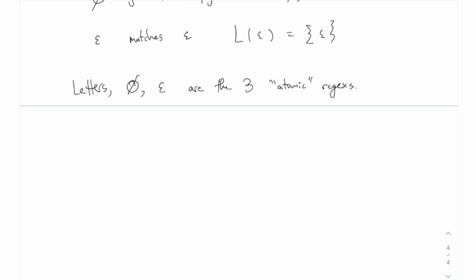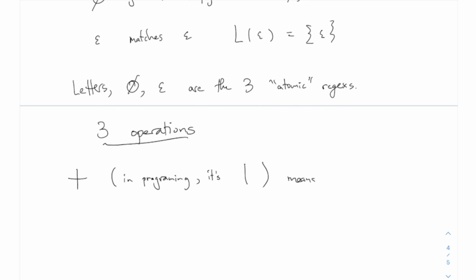So there are three operations by which you can combine atomics together and make more interesting, more complicated regular expressions. The first is plus, which you saw in there. I will say in programming, usually the plus in a regular expression means something else. In programming, it's the vertical bar, the pipe, the shift backslash on your keyboard. This means or.